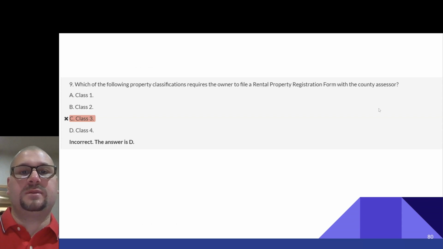So which of the following property classifications requires the owner to file a rental property registration form with the county assessor? Class 4. So Class 4 requires the owner to file a rental property registration form with the county assessor.